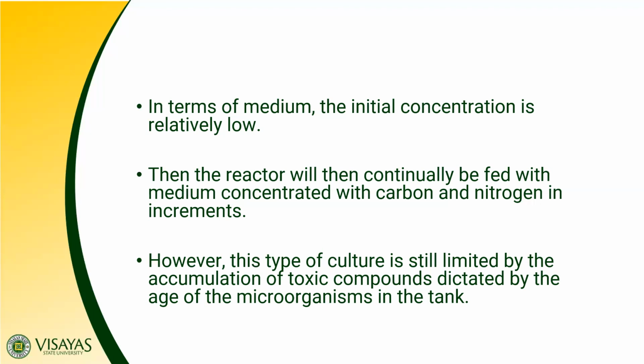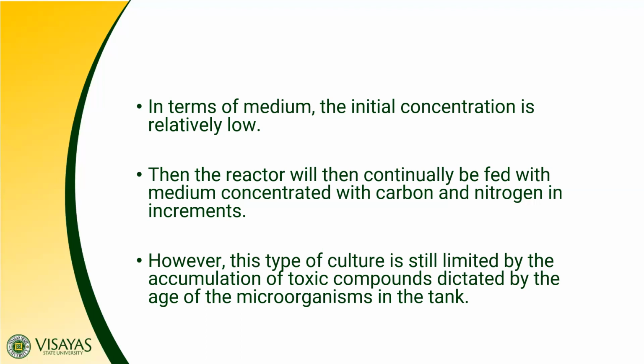and produce toxic compounds and secondary metabolites. As we discussed in the previous lesson, there are two types of metabolites that the microorganism produces, the primary metabolites and the secondary metabolites. So it dictates the age of the microorganism.